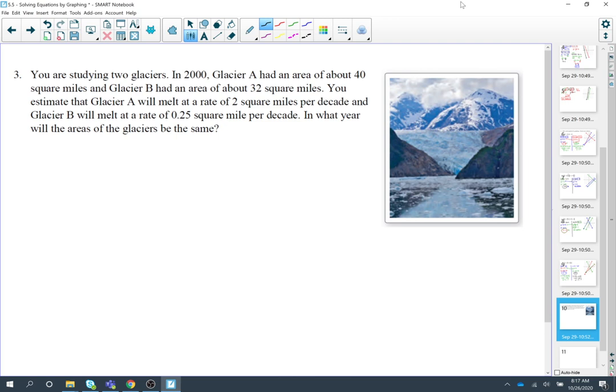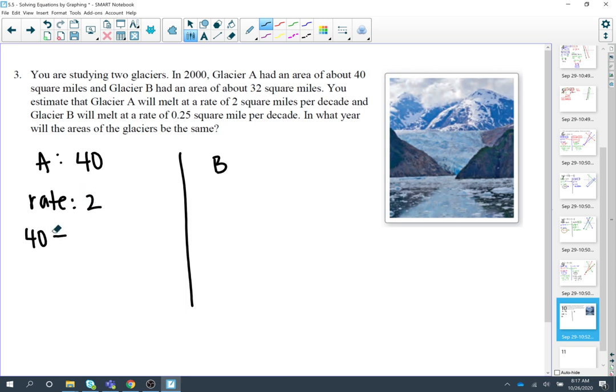So let's take a look at Glacier A versus Glacier B. Glacier A, we're starting with an area of 40 square miles, and then it's melting at a rate of 2 square miles per decade. Now, let's think about that. First of all, decade means every 10 years. So we're starting with 40 square miles and we're melting, meaning we're getting rid of, so we're going to subtract 2 per decade.